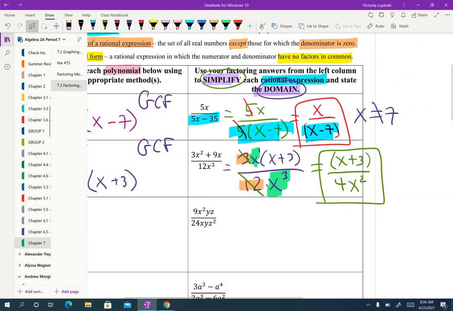And then in your final step, you want to go ahead and state the restrictions. And again, restrictions in this case come from the denominator. The denominator has a variable of x. The only value of x that is not allowed would be 0. If you put a 0 in any step, it's going to give you a 0 in the denominator, which is not allowed.